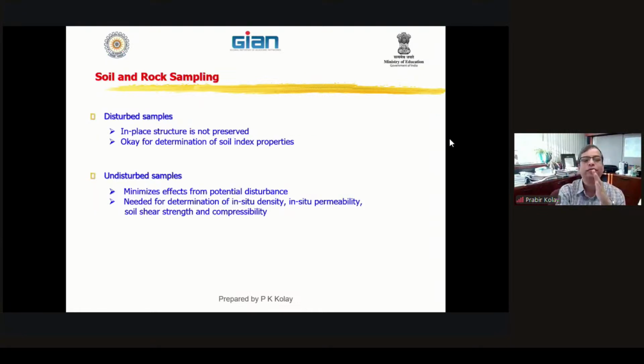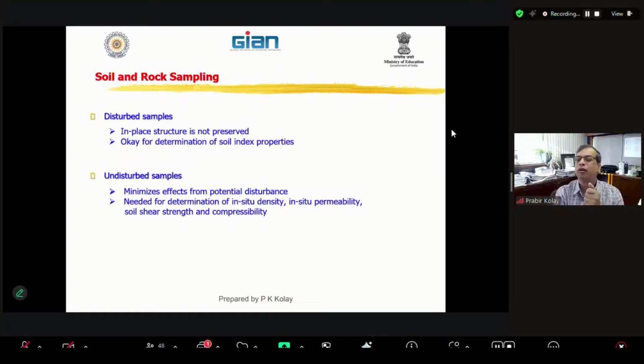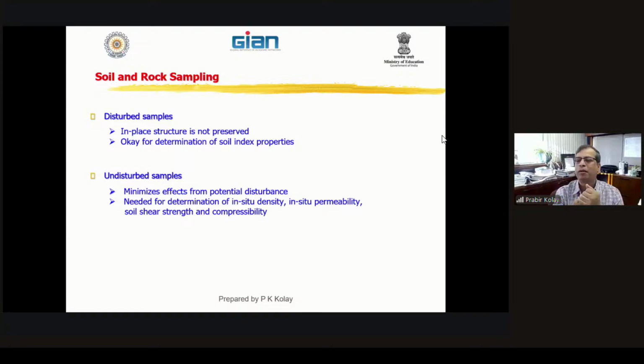Again, rock and soil sampling gives disturbed samples and undisturbed samples. In a disturbed sample, the in-place structure is not preserved, but you can still do soil index property tests like the liquid limit test, plastic limit test, and particle size distribution test, the different physical property tests. But for an undisturbed sample, we need to minimize the effect of potential disturbance, because we need to determine in situ density, in situ permeability, soil shear strength, or compressibility. Sometimes we need to do that on an undisturbed sample.